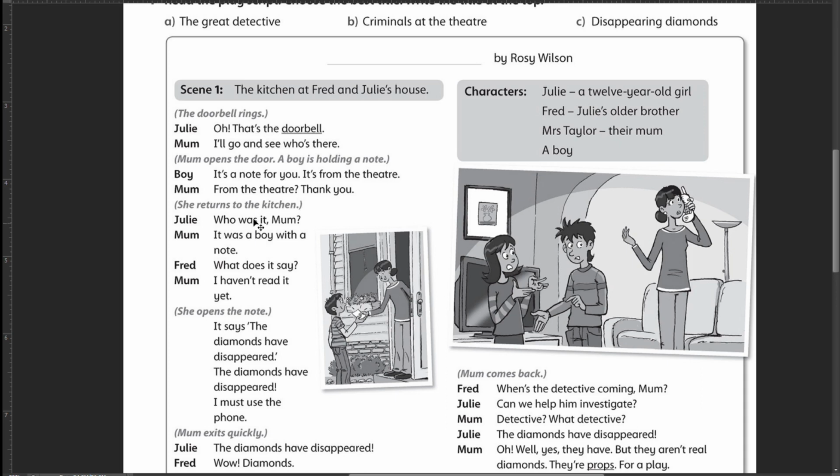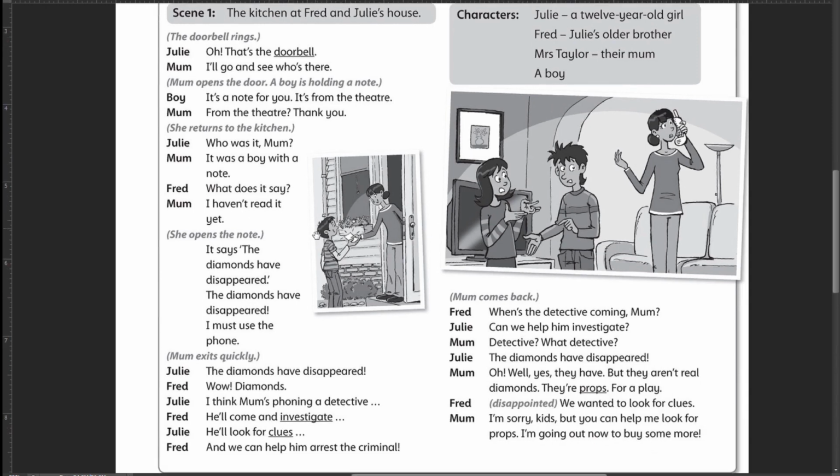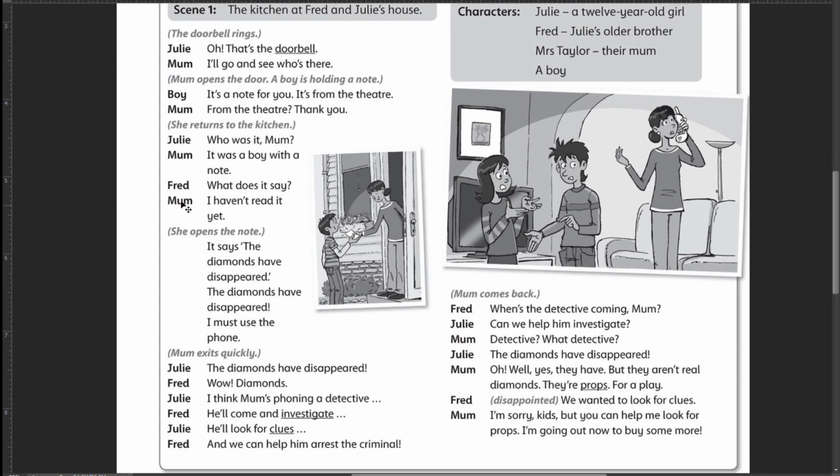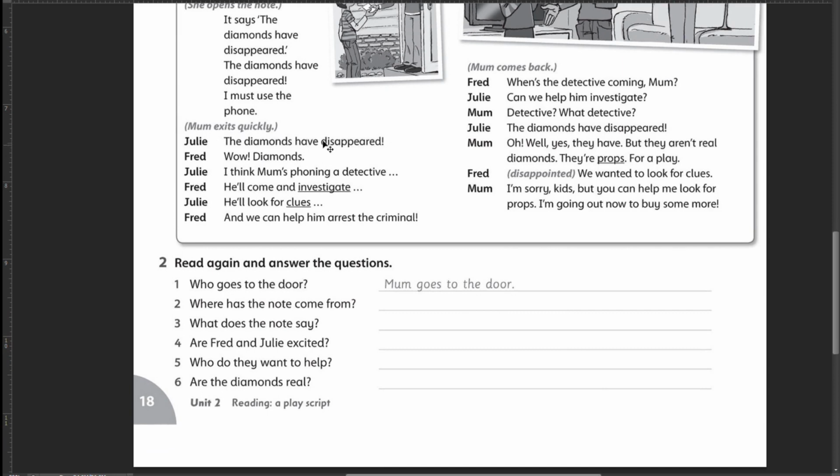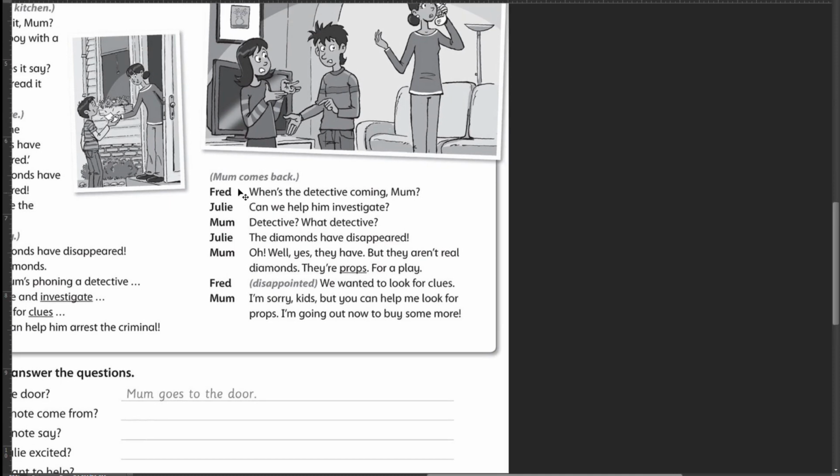Julie: Who was it, Mom? Mom: It was a boy with a note. Fred: What does it say? Mom: I haven't read it yet. She opens the note and it says, The diamonds have disappeared. I must use the phone. Mom exits quickly. Julie: The diamonds have disappeared. Fred: Wow, diamonds. Julie: I think Mom's phoning a detective. Fred: He'll come and investigate. Julie: He'll look for clues. Fred: And we can help him arrest the criminal. Mom comes back. Fred: When's the detective coming, Mom? Julie: Can we help him investigate?